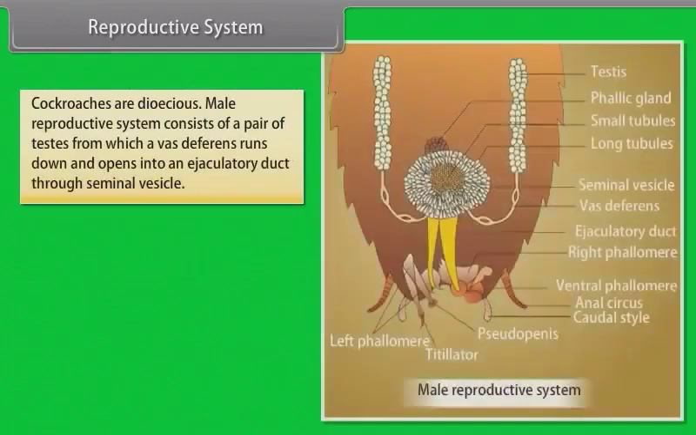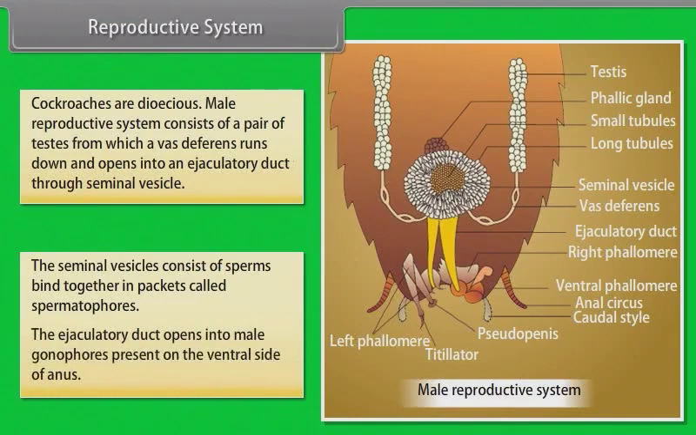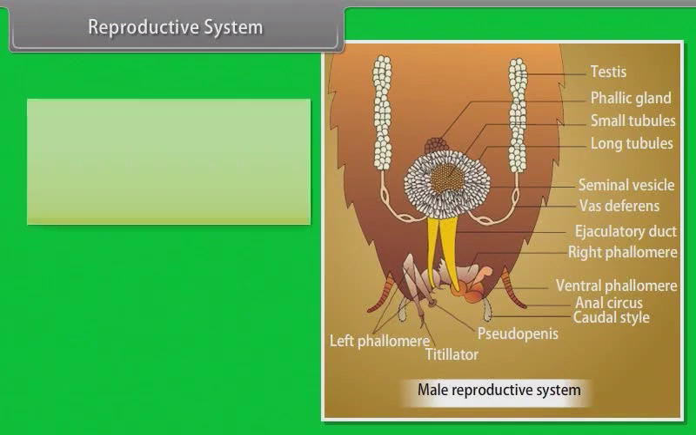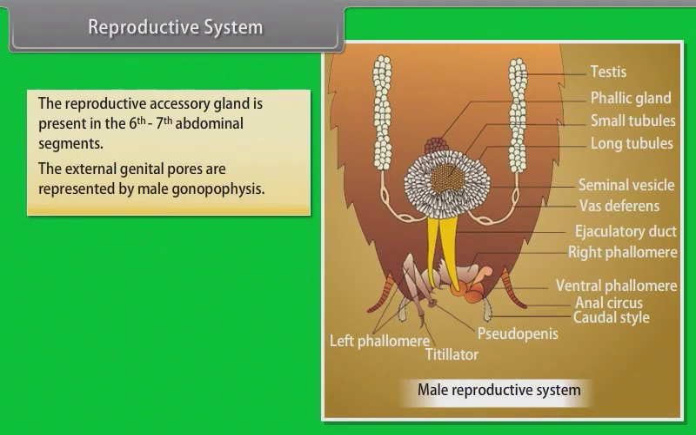Reproductive system. Cockroaches are dioecious. The male reproductive system consists of a pair of testes from which a vas deferens runs down and opens into an ejaculatory duct through the seminal vesicle. The seminal vesicles contain sperms bound together in packets called spermatophores. The ejaculatory duct opens into the male gonopore on the ventral side of the anus. The accessory reproductive gland is present in the 6th and 7th abdominal segments. The external genital pores are represented by the male gonapophysis.